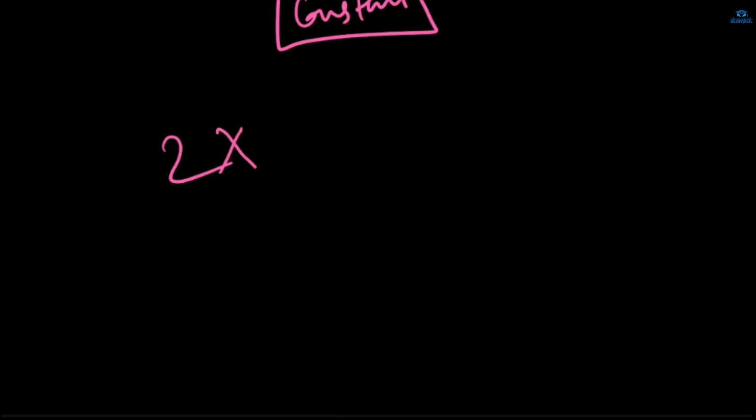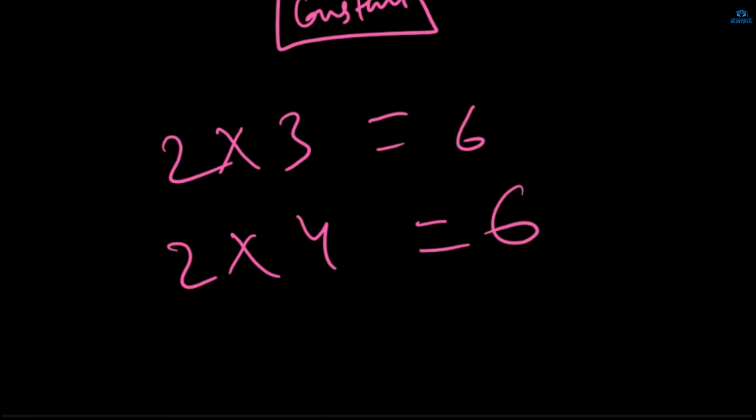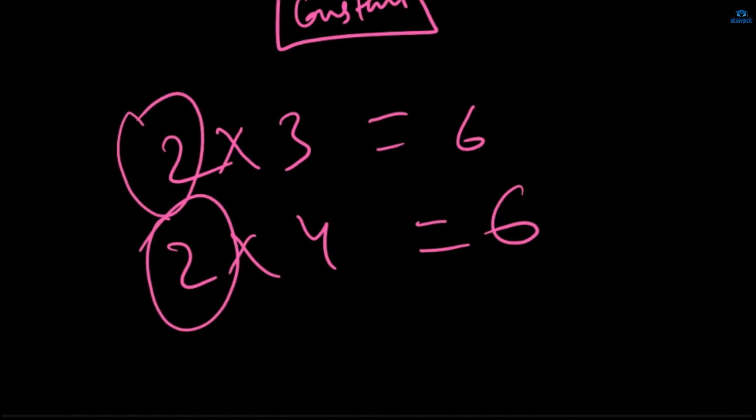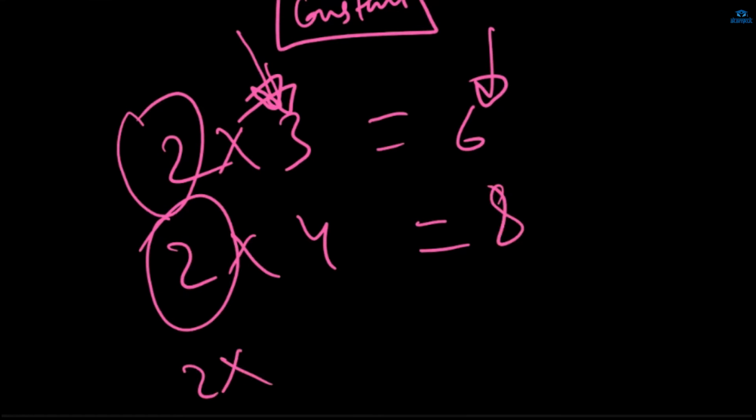In the table of 2, 2 3s are 6, 2 4s are 8. Your 2 is constant in the table of 2, you are changing the second part. Is the answer that is coming out constant? No. It will also change, as you are changing the second value, the third value is also getting changed, because the first value is constant.